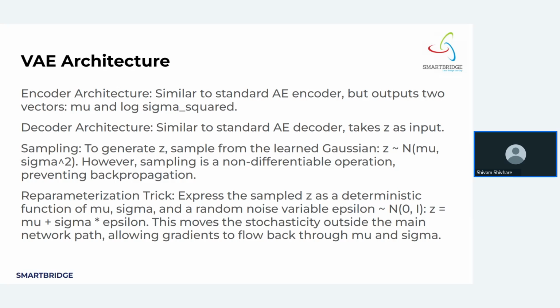So they specify this is not just an encoder decoder. This is an autoencoder, which will generate by its own. It learns from a Gaussian distribution. Sampling is a non-differentiable operation, preventing backpropagation. So they will take care of sampling to overcome the issues with the values.